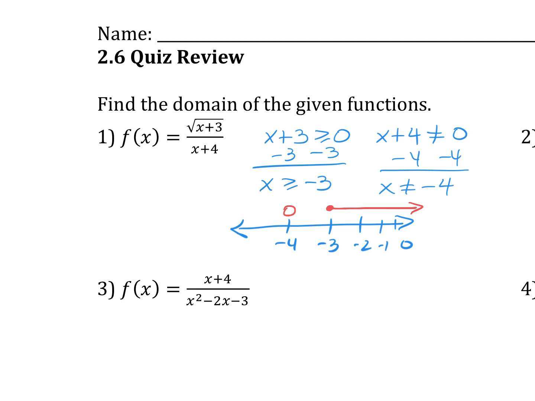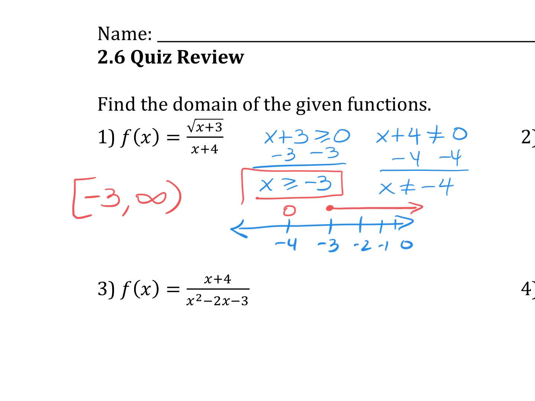Notice the excluded value isn't going to affect the x is greater than or equal to negative 3. So that's what my domain is. I just take this and I write it in interval notation. So negative 3 with a bracket because it's greater than or equal to, to infinity. The infinity and the negative infinity always get parentheses.